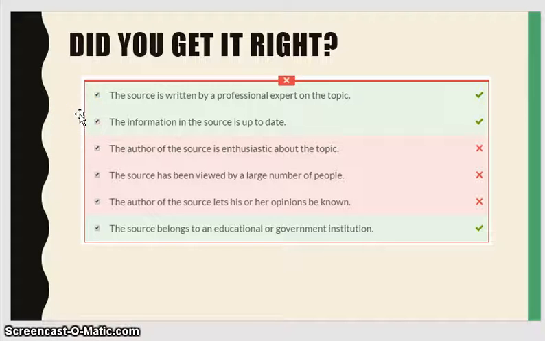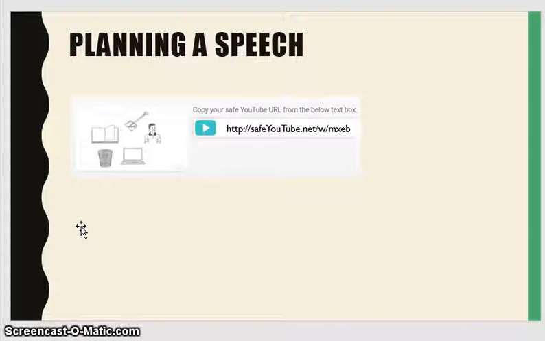The information in the source is up to date, so maybe something from 1960 might not be as reliable as something from 2016. And then the source belongs to an educational or government institution. That's the most reliable, is something that's connected to an entity, because they're held accountable. Something that's a .com isn't always reliable because they're not held accountable. There's nobody checking up on them to make sure that their information is correct. So if somebody on a .com tells you that the sky is purple, it probably isn't. So maybe double check your information with another source. So as far as planning a speech, let's watch this English cast really quickly.